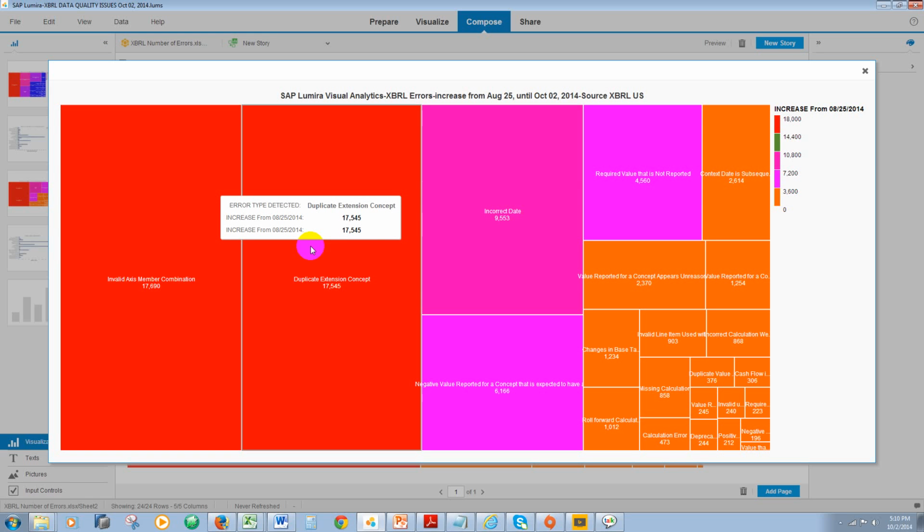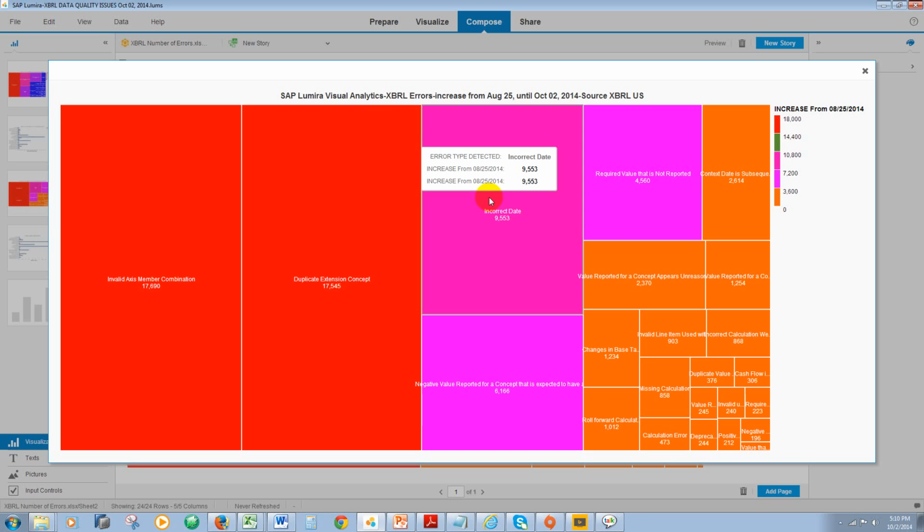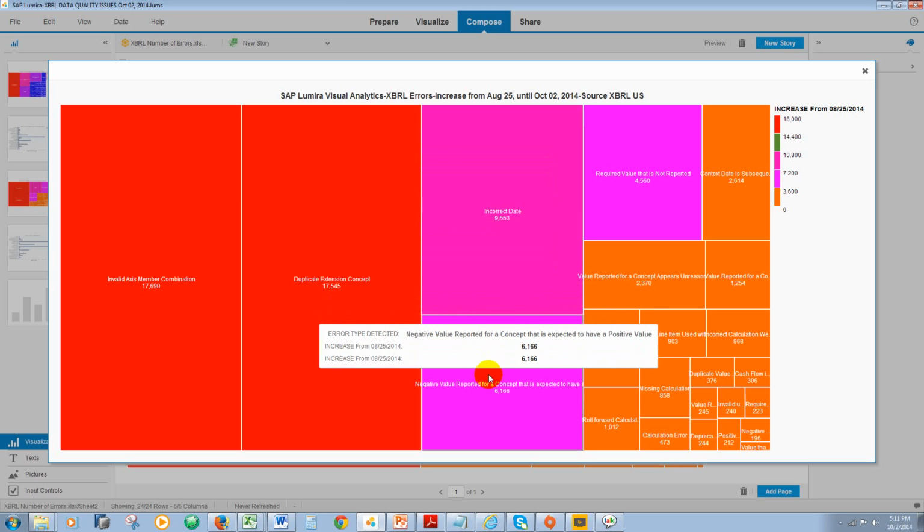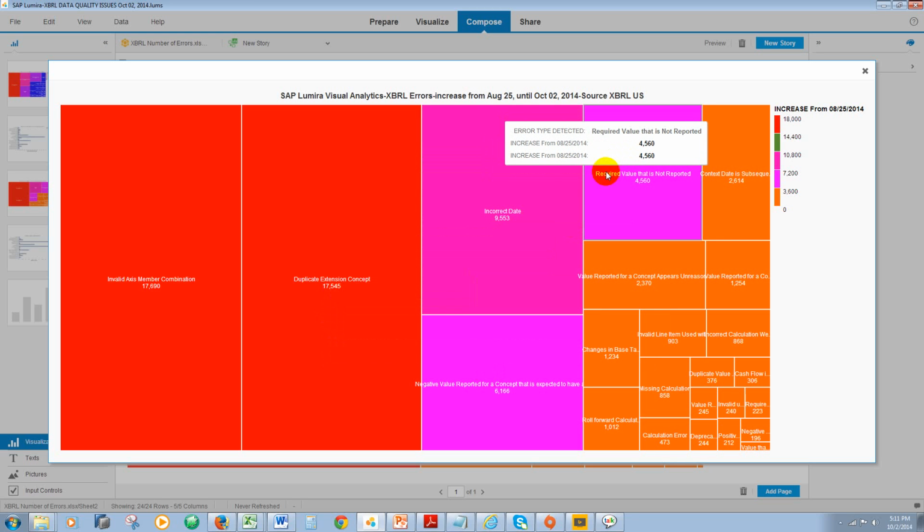17,545. So this is a case when extensions are being created in spite of there being corresponding XBRL US standard tags, and so the growth for this is 17,545. And then we have incorrect date, the growth is 9553, and then negative value reported for a concept that is expected to have a positive value, the growth is 6166. So that's a huge number within a period of 1 month. And then we have required value that is not reported, so the growth is 4560. So these are some of the significant growth rates in the XBRL errors or inconsistencies.